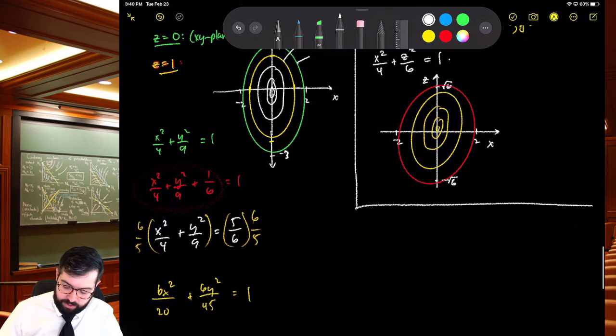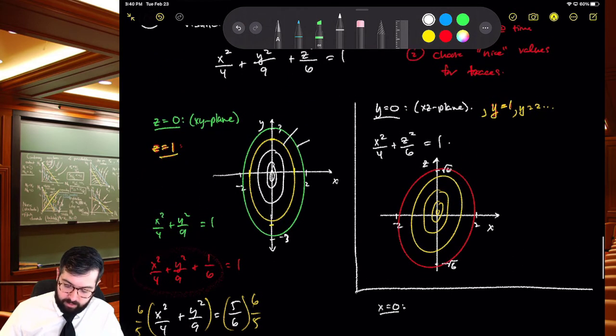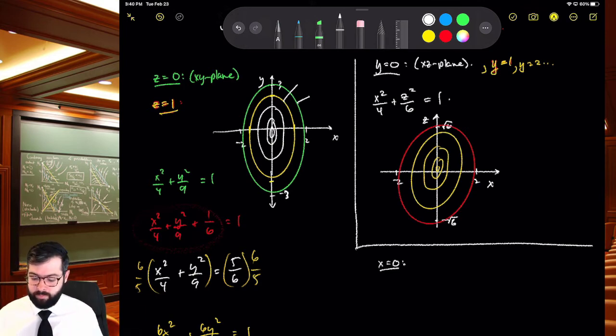You can imagine similarly for x equals 0. Actually, I'd like you guys to just try this real quick. What would the x equals 0 trace look like algebraically and then also graphically?